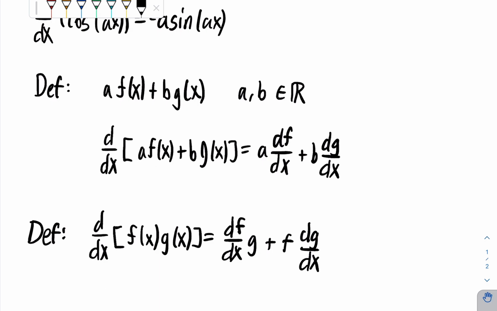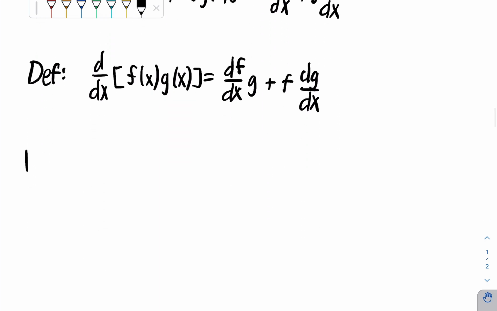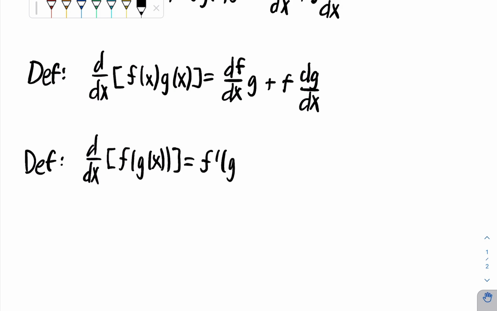Furthermore, we have another rule that we'd like to define called the chain rule. And this rule states that if I wanted to take the derivative of a composition of functions, f of g of x, well, then that is going to be equal to f prime of g of x times g prime of x.